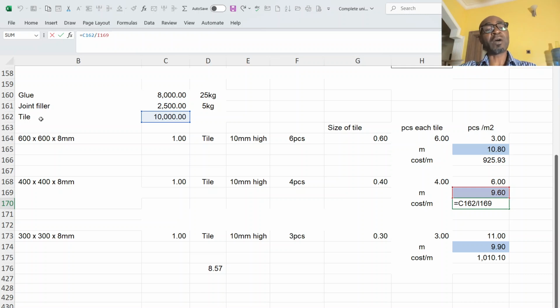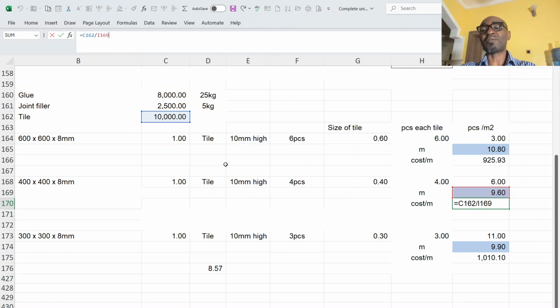I needed to point this out for us to know that it could be that the 60 by 60 tile price could be higher than the 40 by 40, and the 40 by 40 could be higher than the 30 by 30. But I am assuming that because they are the same tiles, the same quality, the same brand, the sizes are where the difference is. So I'm assuming that the price is the same.